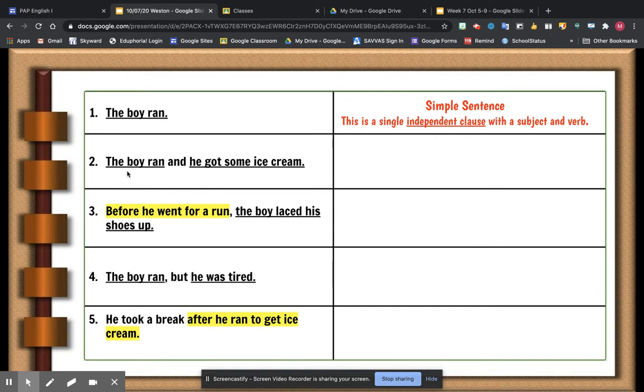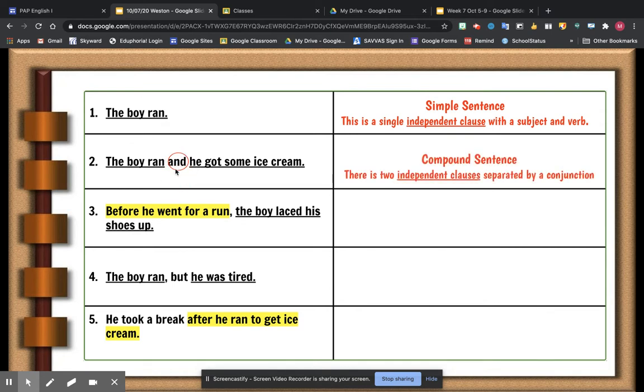Our next one, notice we have 2 simple sentences. The boy ran and he got some ice cream. And we're joining it with the coordinating conjunction. If you remember these from junior high or even elementary school, you're fanboys. For, and, nor, but, or, yet, so. And when you join those 2 you create a compound sentence when you use a coordinating conjunction.